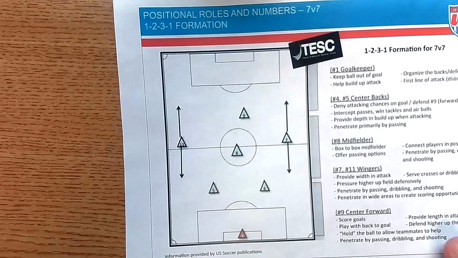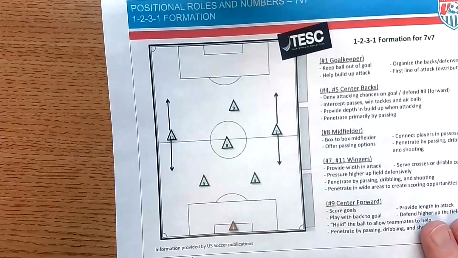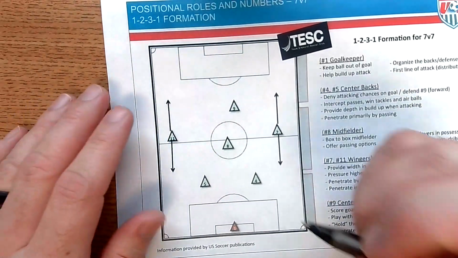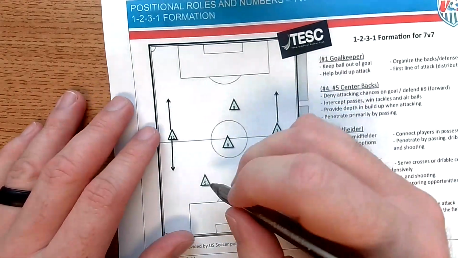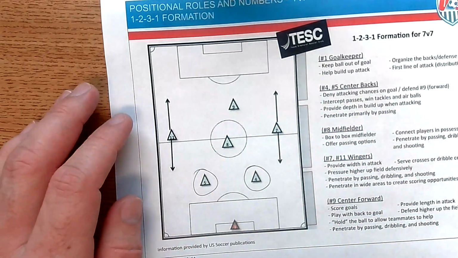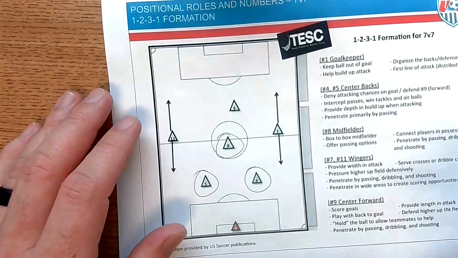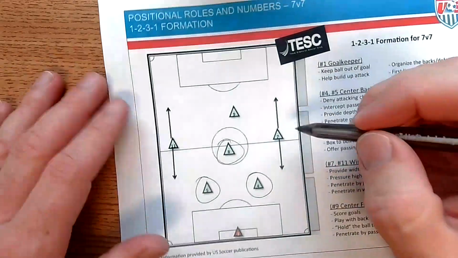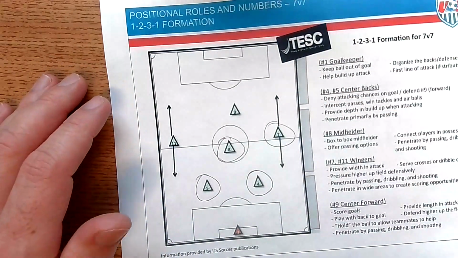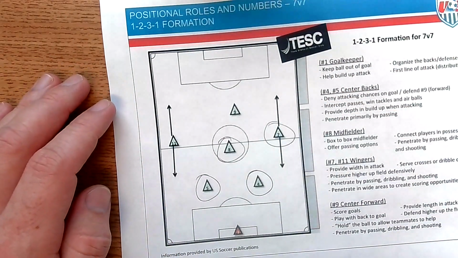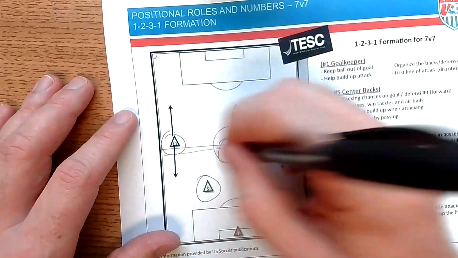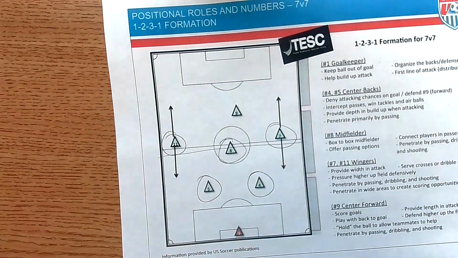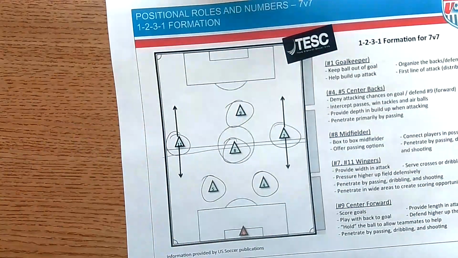This is what our formation is going to look like. You can see here we've got our 4, which is our right center back, our 5, which is left center back, our 8, which is our center midfielder, 7, which is our right wing, 11, our left wing, and as you can see in our formation, those guys look more like a midfielder than a forward, and our 9, which is going to be our center forward.